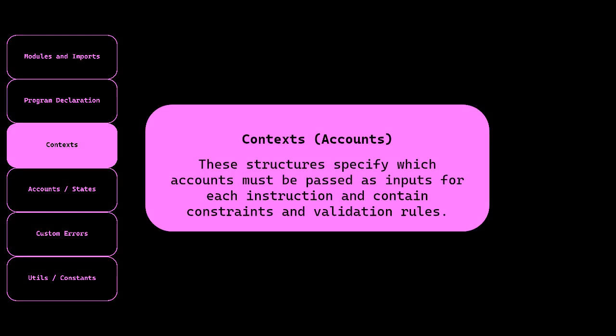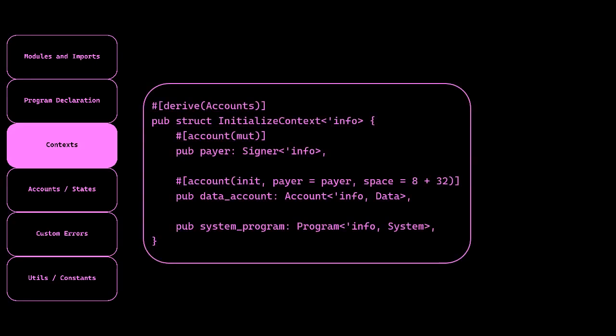Next, we define the context with derive accounts structs. Each struct here represents the accounts required for each instruction, specifying what permissions and validations are needed for each account. This allows you to validate account relationships, permissions, and other security rules upfront, making your program more reliable and secure.